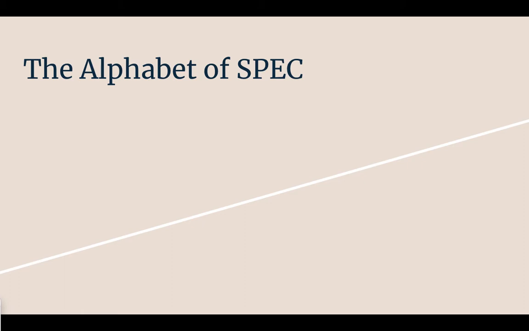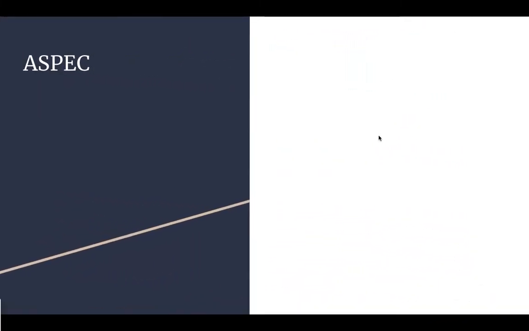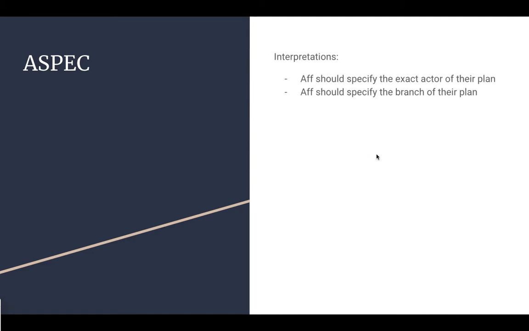That's a you the affirmative team didn't specify this in their plan. You should vote them down for X number of reasons. So the only one we're really going to talk about is A-Spec, which stands for Actor Specification. So two different interpretations. One, AF should specify the exact actor of their plan. So maybe you want the affirmative team to identify an agency or a department or maybe the attorney general or an individual in the government which is going to enact their plan.